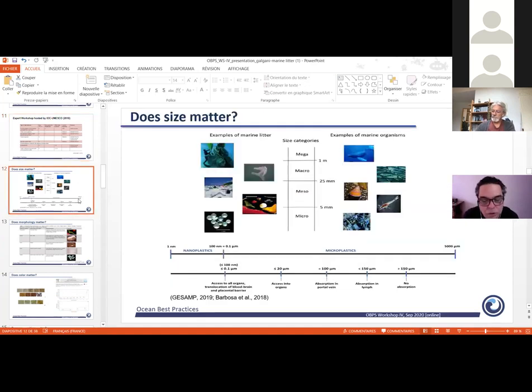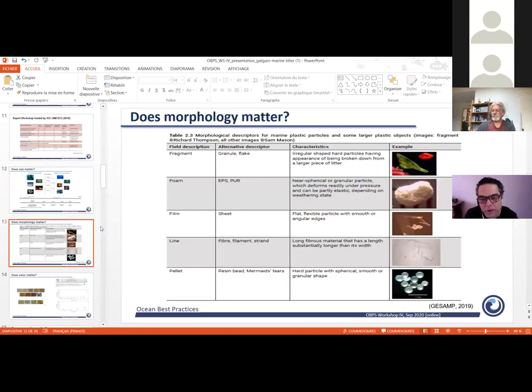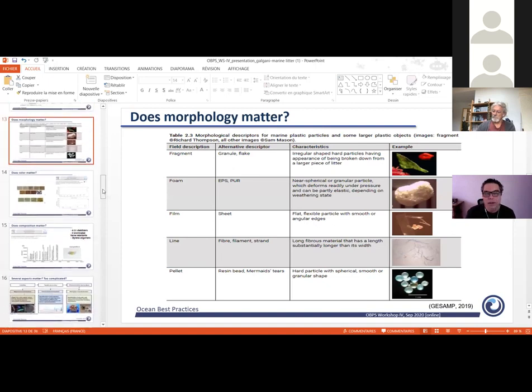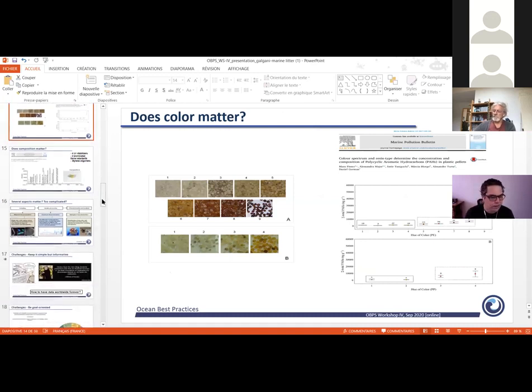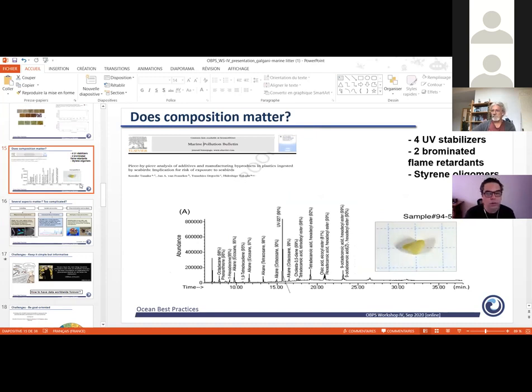Next one. And then in the discussions, we realized that a lot of things matter when we talk about risks, when we talk about impacts of marine litter. And then we need to evaluate the exposure, and size matters when we talk about exposure. And then we started to understand the complexity behind monitoring marine litter. So size matters. Next one. We realized that morphology also matters in terms of risk assessment. We also realized, the next one, that color also matters in terms of risks. And we also realized, the next one, that composition matters. So there are several other things that matter when we are talking about effects on impacts.